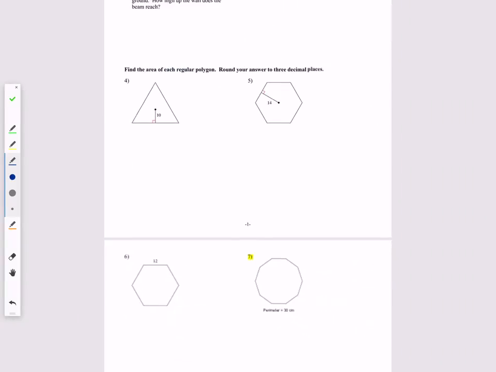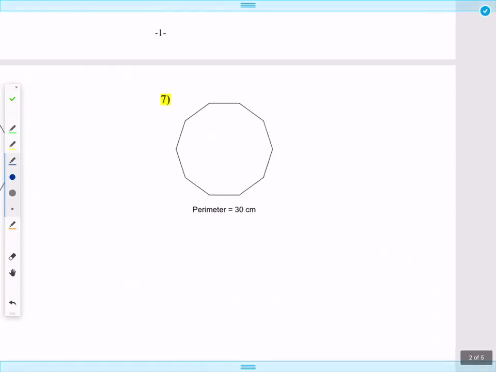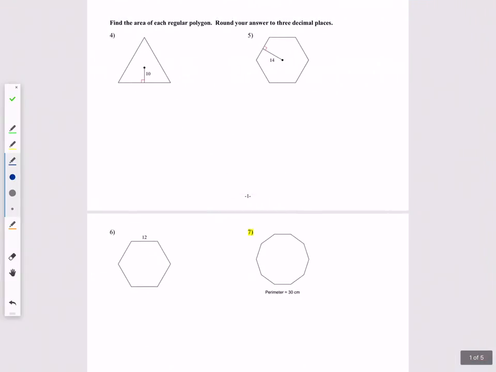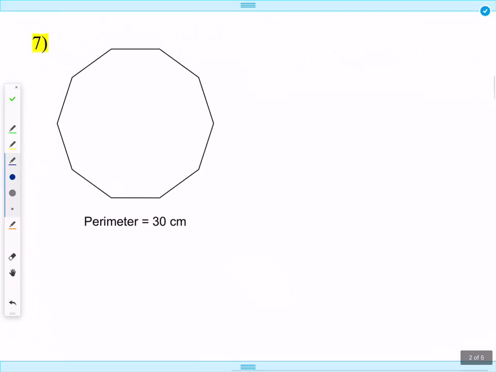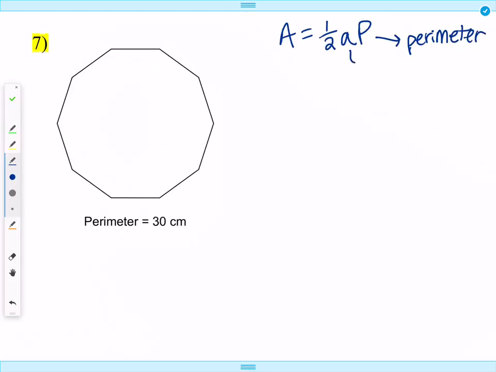Okay, so now we're going to go down to the next page, number 7, and the directions are up here at the top of the page before. Find the area of each regular polygon, round your answer to 3 decimal places. So trying to find this area on number 7, and because it's a regular polygon, we're going to end up using that formula, area equals 1/2 AP. You'll remember that P stands for perimeter, and the A stands for apothem.